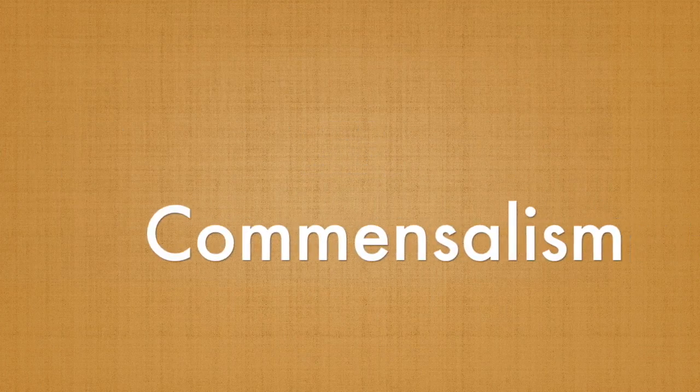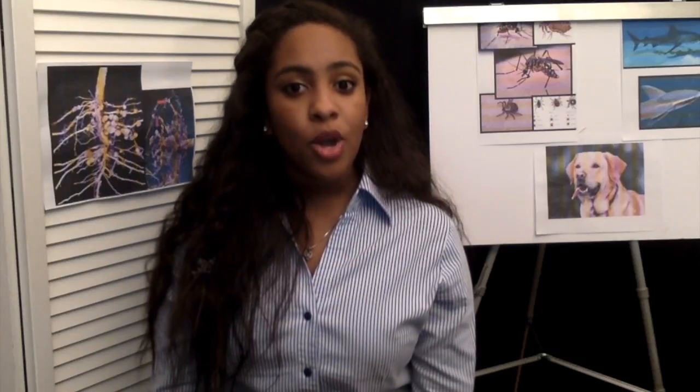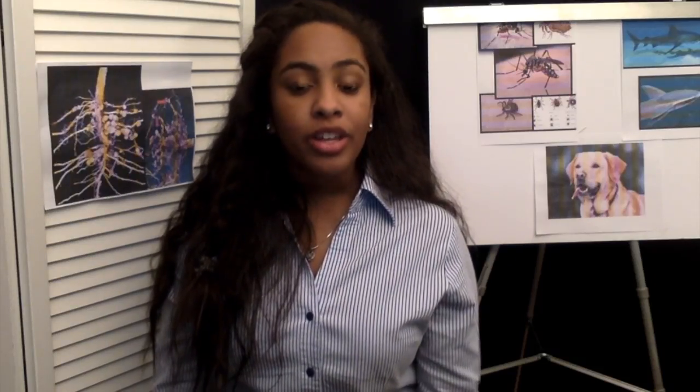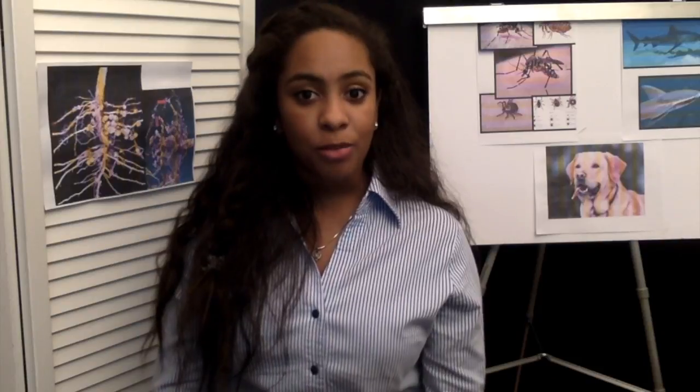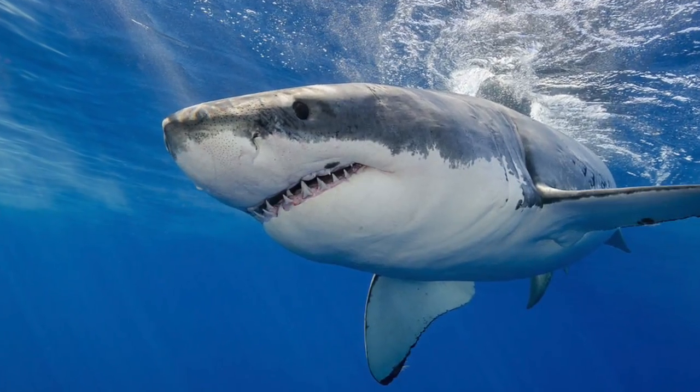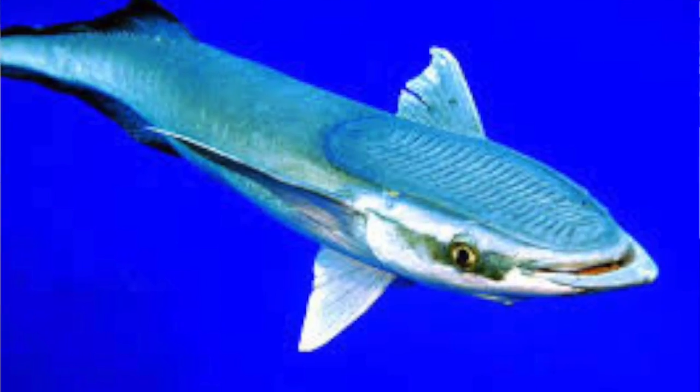The second type of symbiotic relationship is commensalism. In commensalism, one party can benefit while the other is neither harmed nor helped. A great example of commensalism is between the shark and the remora fish.